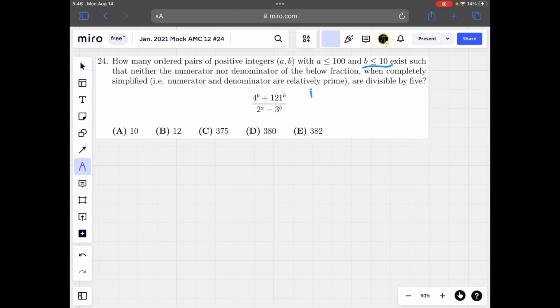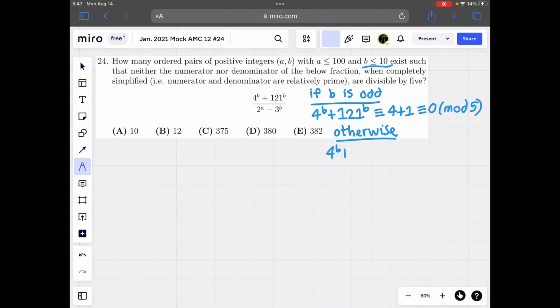So if b is odd, then 4 to the b plus 121 to the b, and 121 to the b can only take one value mod 5. It's always congruent to 1 mod 5. So if b is odd, then 4 to the b plus 121 to the b is congruent to 4 plus 1, which is congruent to 5 or 0 mod 5. So in that case, it is divisible by 5.